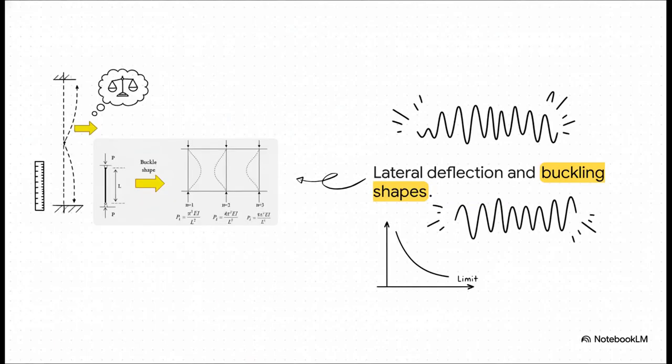But for those long, slender columns, the failure mechanism is a totally different beast: lateral deflection. The exact second the column hits a very specific weight limit, known as its critical buckling load, it suddenly becomes mathematically unstable. It just bows out to the side. The material itself might be perfectly fine, totally strong enough to hold the weight, but the slender geometry causes it to whip outward and fail.